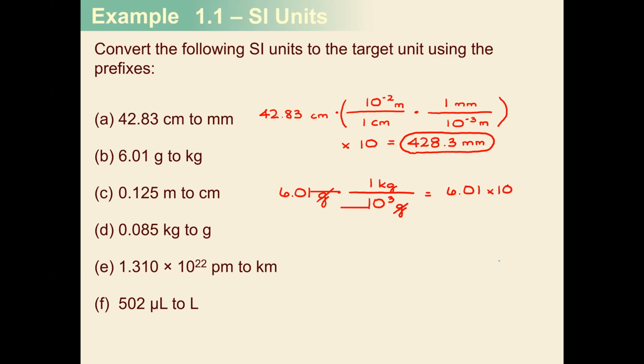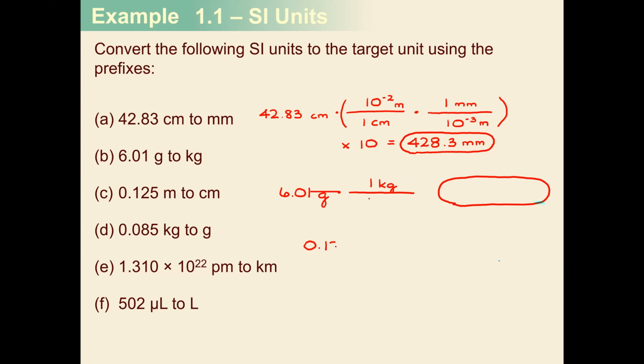6.01 times 10 to the minus third kilograms. So notice that as my unit gets bigger, my number gets smaller. This is critical for us as we are starting to worry about our calculations. So let us go to C.